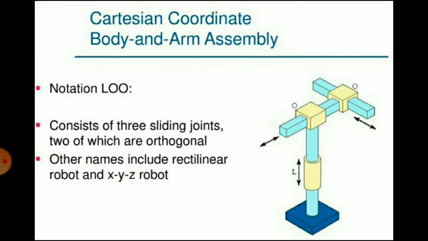Then next configuration is Cartesian coordinate. So the notation for this is LOO. L means it is a linear joint. O means it is an orthogonal joint. So it consists of 3 sliding joints, 2 of which are orthogonal. Other names include rectilinear robot and XYZ robot.